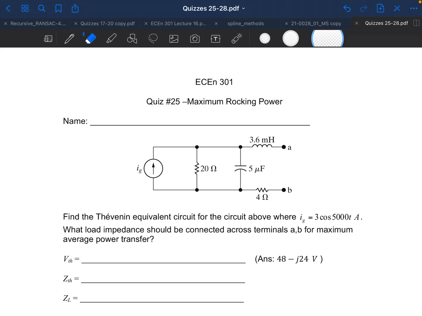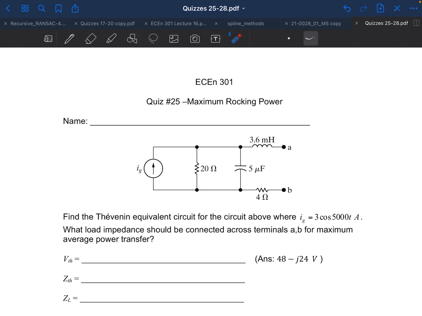Okay, so this is quiz number 25, and what we want to do here, you'll notice, is find the load impedance. So if we put an impedance out here, ZL, we want to find ZL that maximizes the average power transfer.